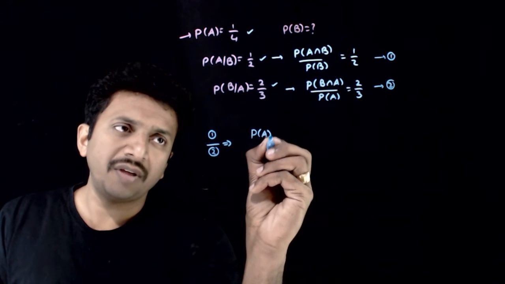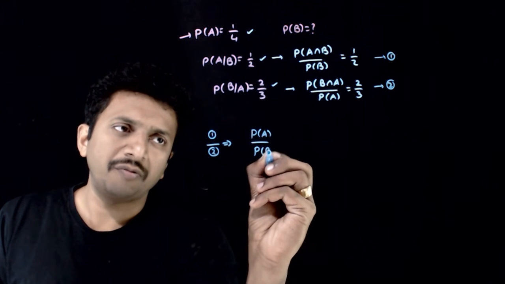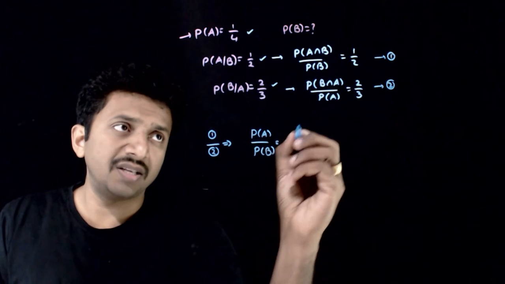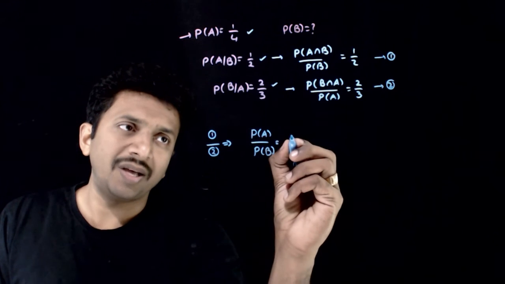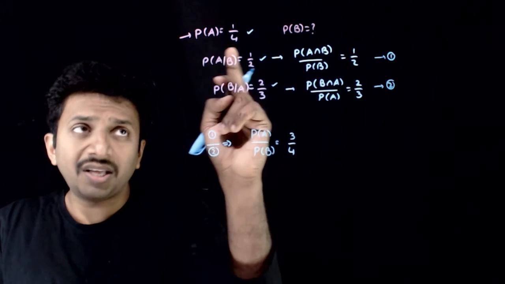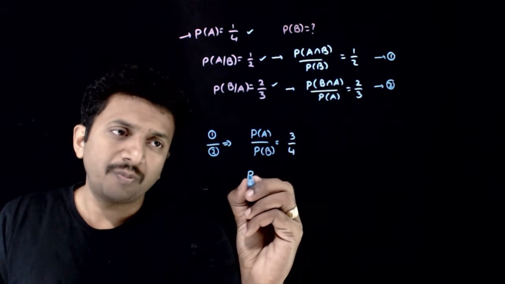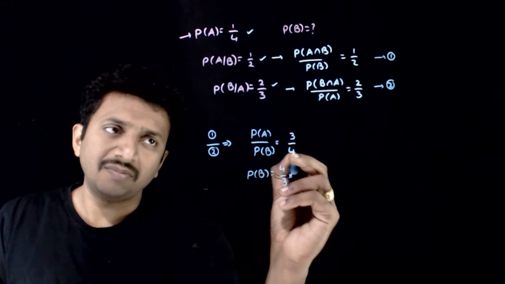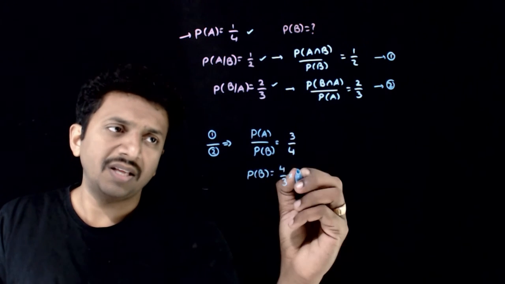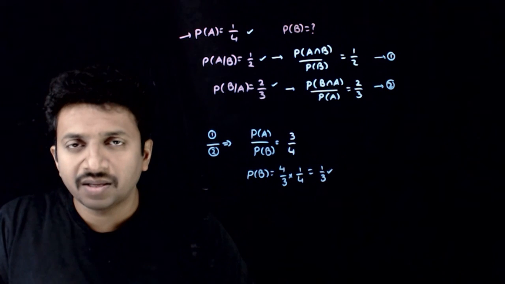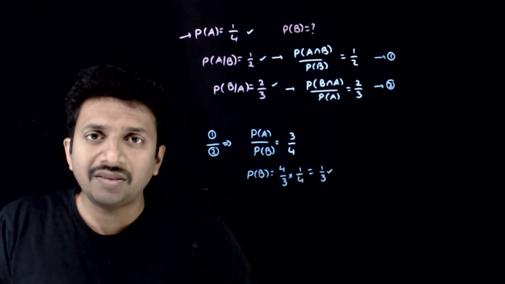So you have P(A) by P(B) is equal to 1/2 by 2/3, that is 3/4. And P(A) is already given as 1/4. So P(B) is equal to 4/3 times P(A), which is 1/4, that is equal to 1/3. So P(B) is equal to 1/3 is the right answer.